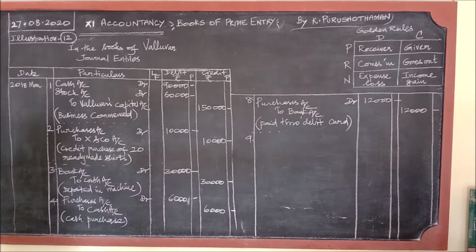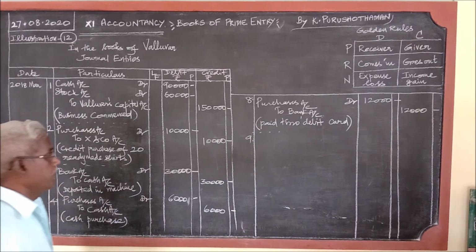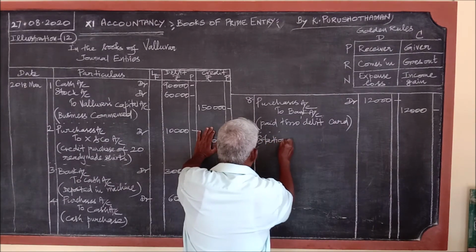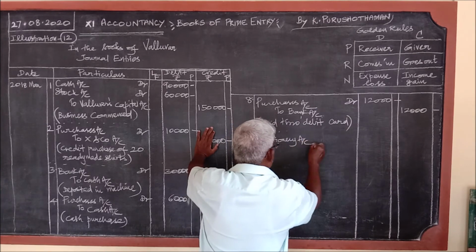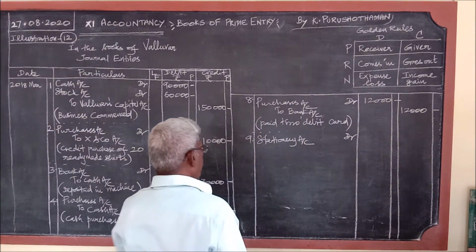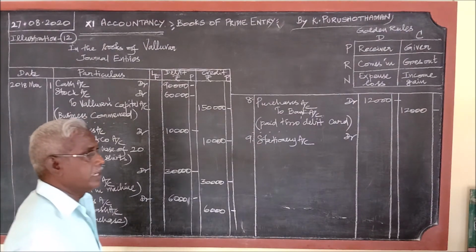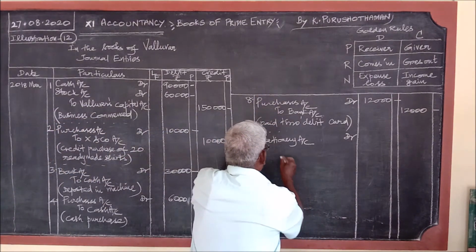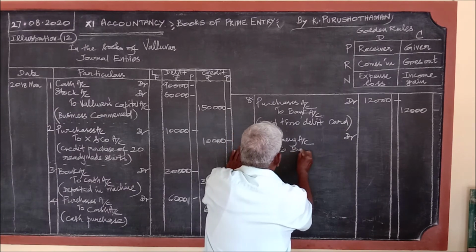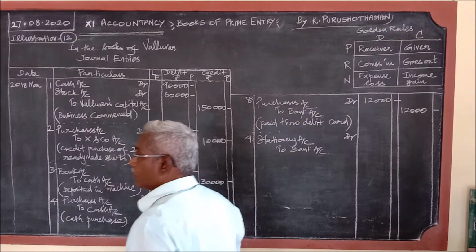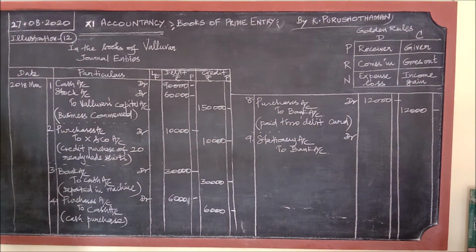But for other items, whatever we buy, that item account debit. Here the stationery is purchased, therefore stationery account debit. And how it is paid? Paid through net banking. So for this, bank is the giver, therefore to bank account. Stationery account debit to bank account. The amount is 6,000.